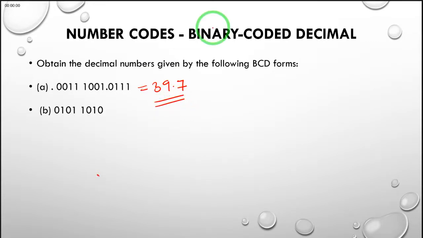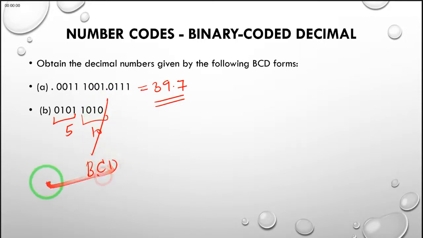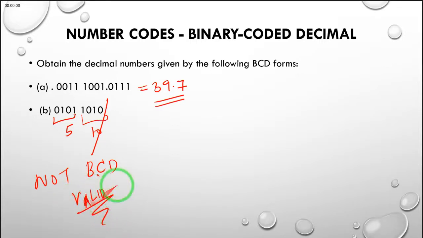The next example is still asking us to obtain the decimal number represented by this BCD code. This group is 1010, which is equivalent to 10, and this is equivalent to 5. Since 1010 is not a valid BCD code, we say that this is not a valid BCD code. Sometimes you might be given a tricky question like that, which tests whether you understand what forms a BCD code. In this case, 1010 is a 10, which is not a valid BCD code, and therefore it is not usable as BCD.